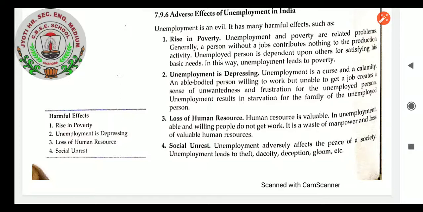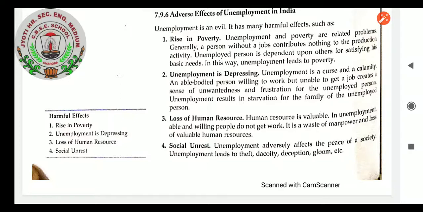Unemployment is depressing. Definitely you have seen many people who are unemployed, they are depressed about their life because they want a job to do work, but they are not getting one. They have enough qualification and specialization in the work, but opportunity is very less in the market. So what do the people feel after doing so much hard work, still their place is not there in the country, and because of that they feel depression. So unemployment is a curse and a calamity.